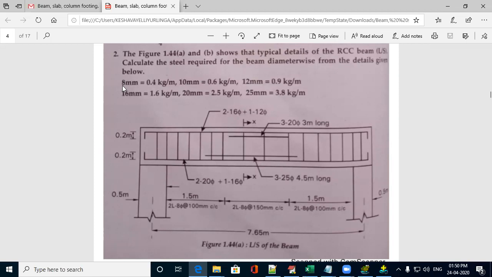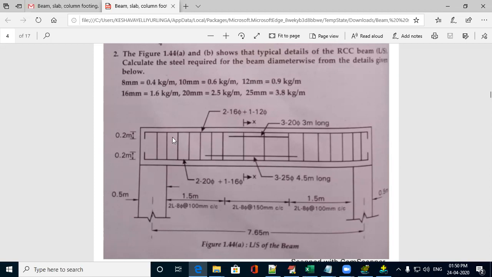Here, to make it easy for you, they have already given the weight of the steel per kg. No need for any calculations. Directly they have given the weight per kg of all the diameters used in this beam.